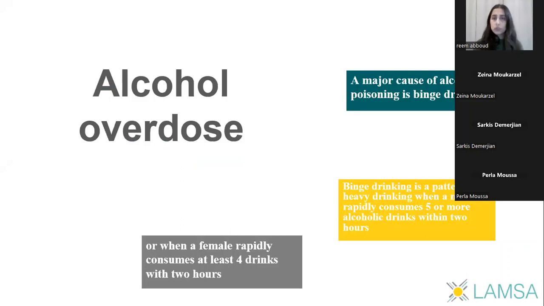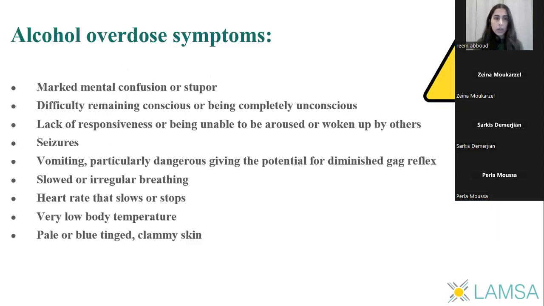Starting with the alcohol overdose, it is a major cause of poisoning, which is actually going to be binge drinking. So, binge drinking is a pattern when there's usually heavy drinking. For example, when a male consumes 5 or more alcoholic drinks within 2 hours, or a female rapidly consumes 4 drinks within these 2 hours, this is considered binge drinking or alcohol overdose. So, what are the symptoms?